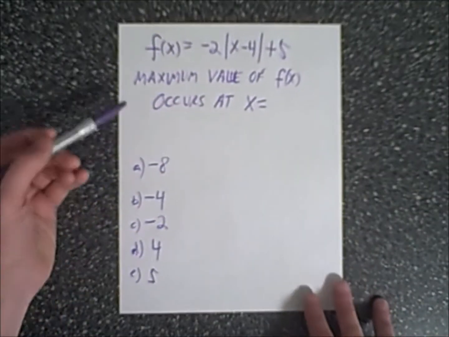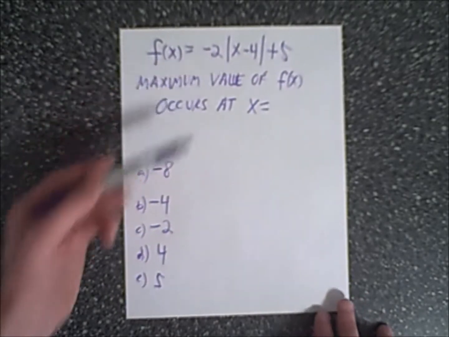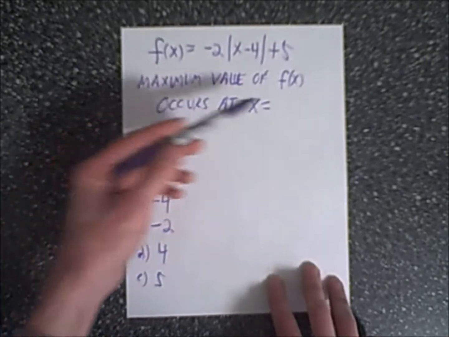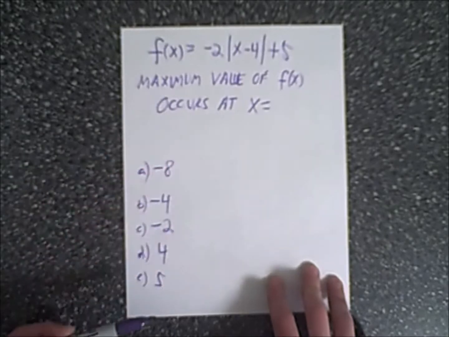Next question we have is the function f of x equals -2 times the absolute value of x minus 4 plus 5. And we are looking for the maximum value of f of x, and more specifically, where it occurs.